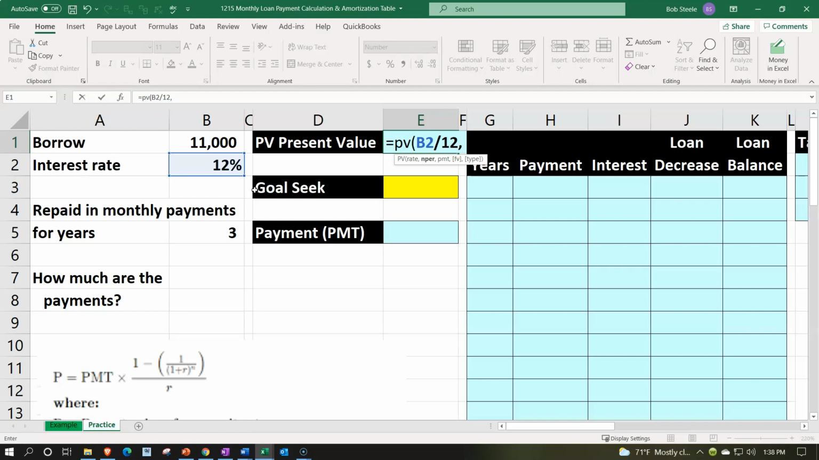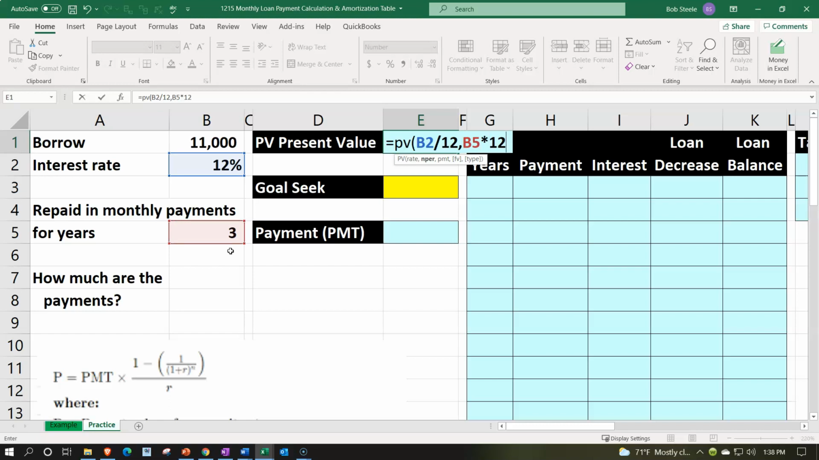Then I'm going to say comma. We have the number of periods. Now the periods were given in years once again. It's going to be paid off in 3 years, but just like if you had a 30-year mortgage or something like that, you know you're going to be paying it off monthly, so you're going to take that 3 years and times 12 because there's 12 months in a year.